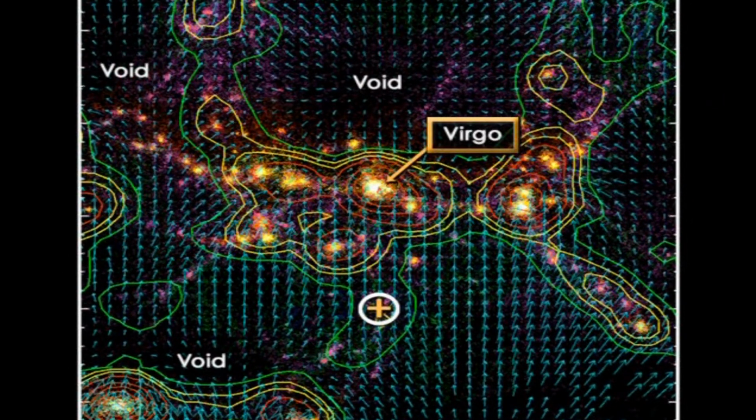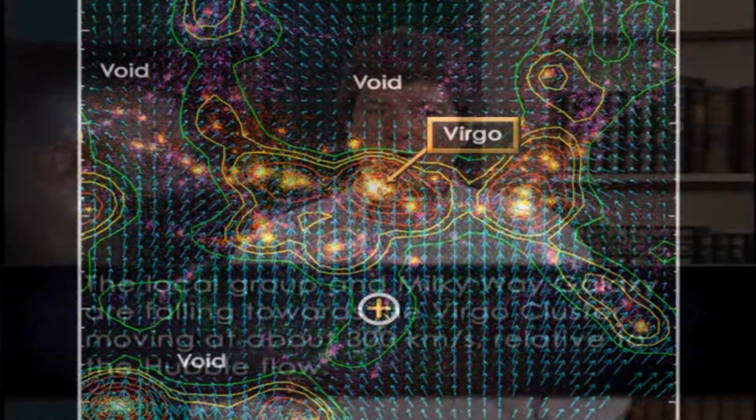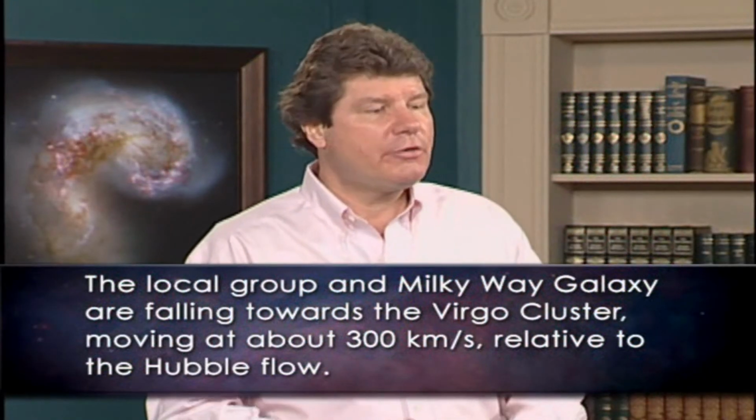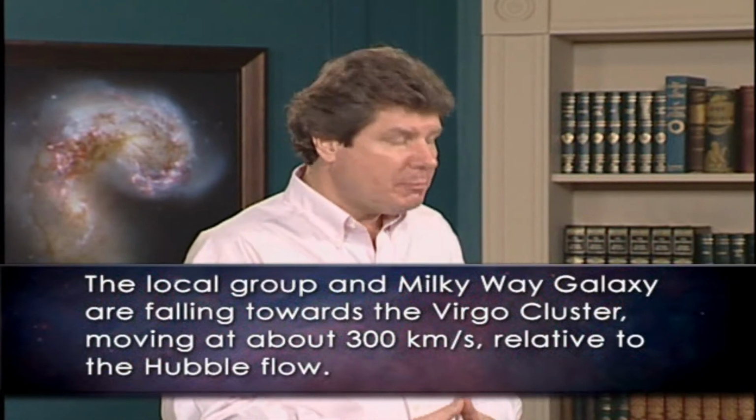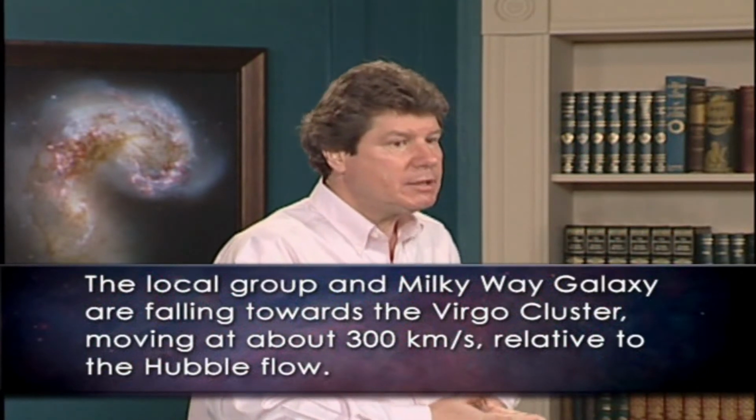There also seems to be a void behind the Virgo cluster, and there are other smaller clusters to the right and below. The arrows show the flow pattern, which is once again away from the voids and towards the denser regions. And as you might expect, the local group and Milky Way galaxy are falling towards Virgo, moving at about 300 kilometers per second relative to the Hubble flow.